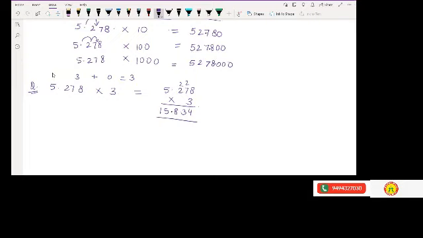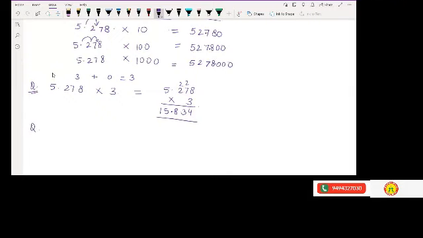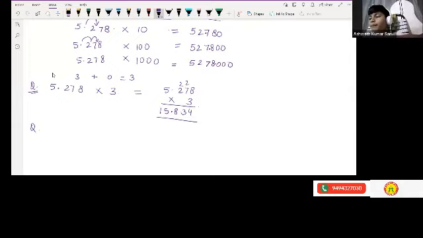Got it? Yes, ma'am. Just see, we have 3 places from here. The decimal point is after 3 places from the right side. So, the same way, I have just put the decimal point 3 places from the right side. Okay, ma'am. Now see the difference.